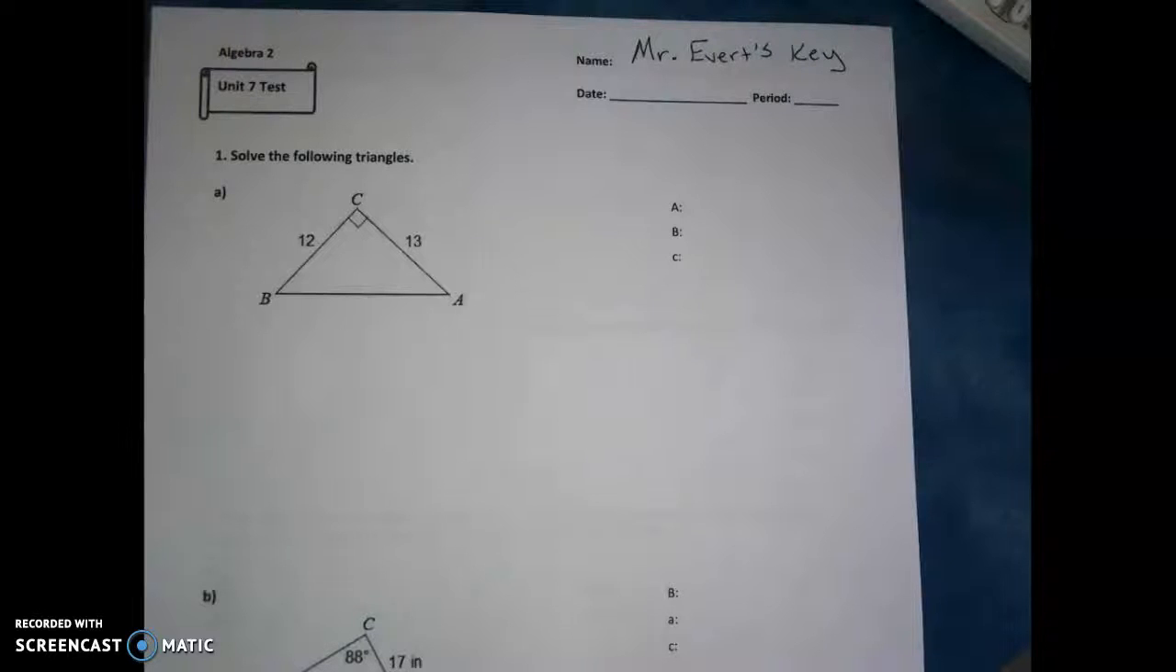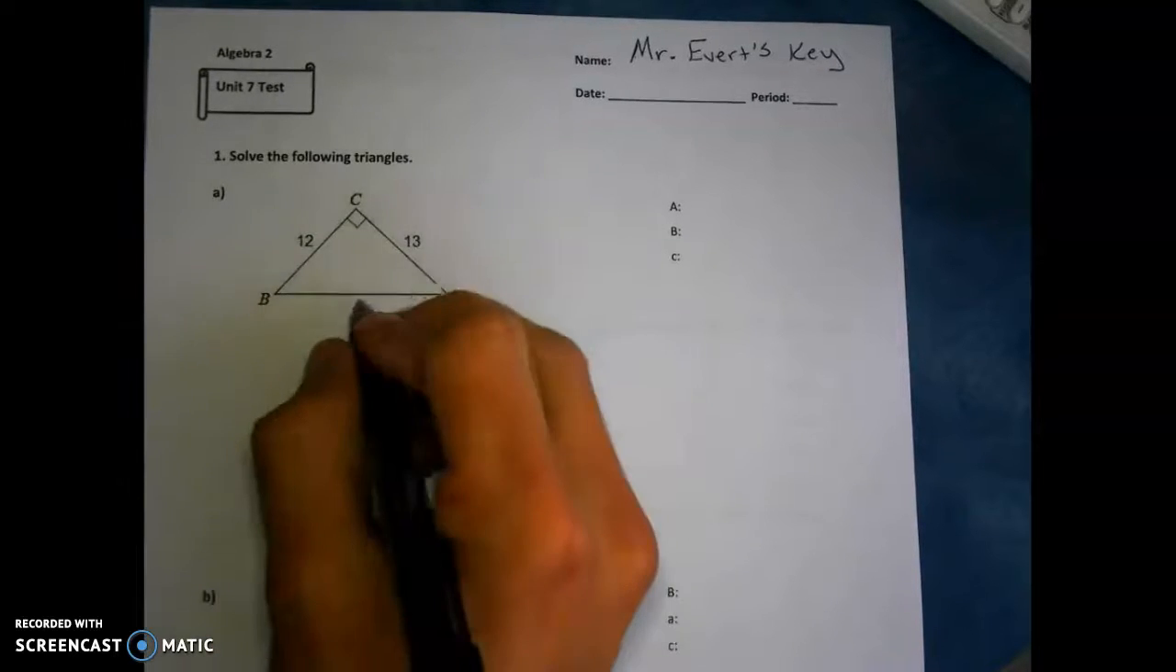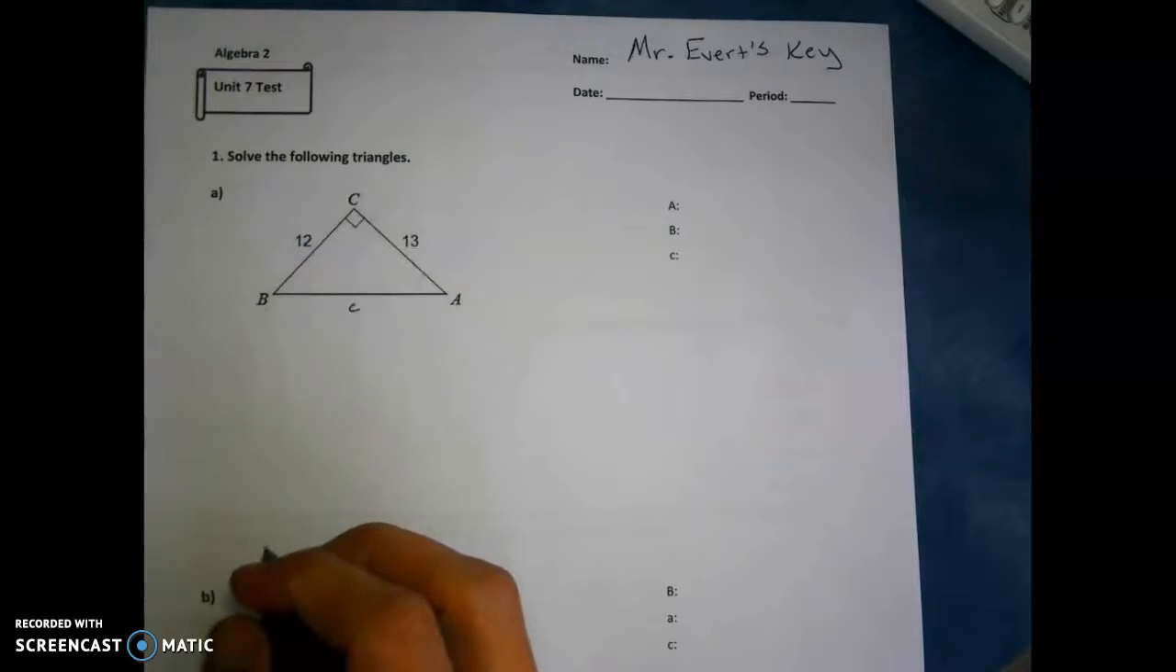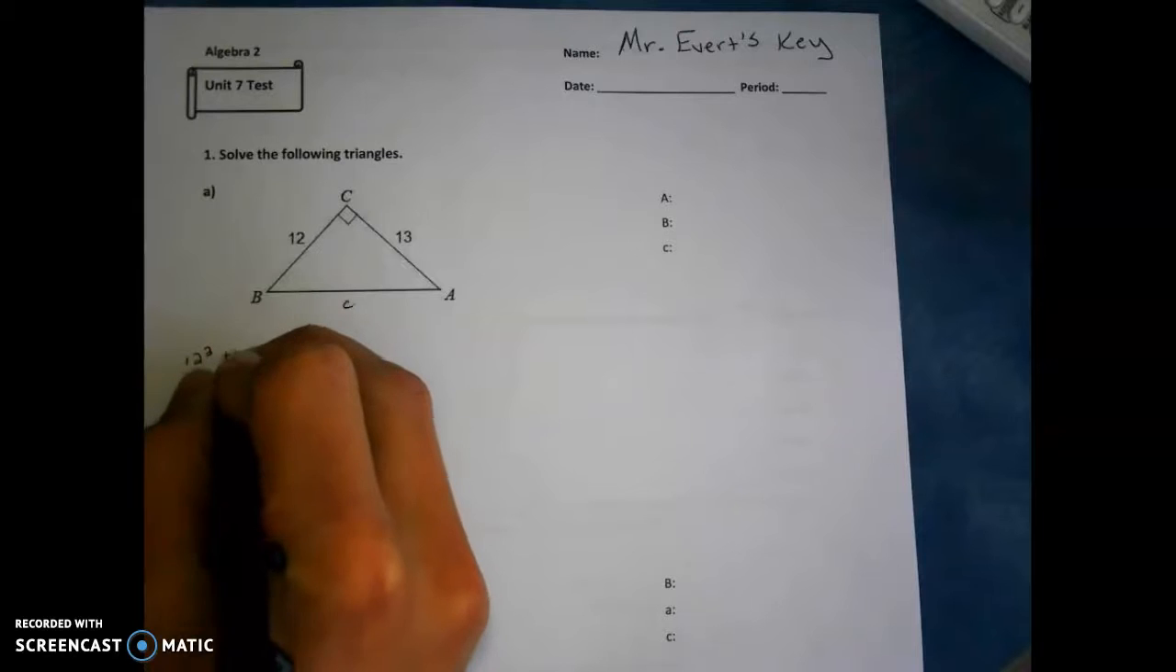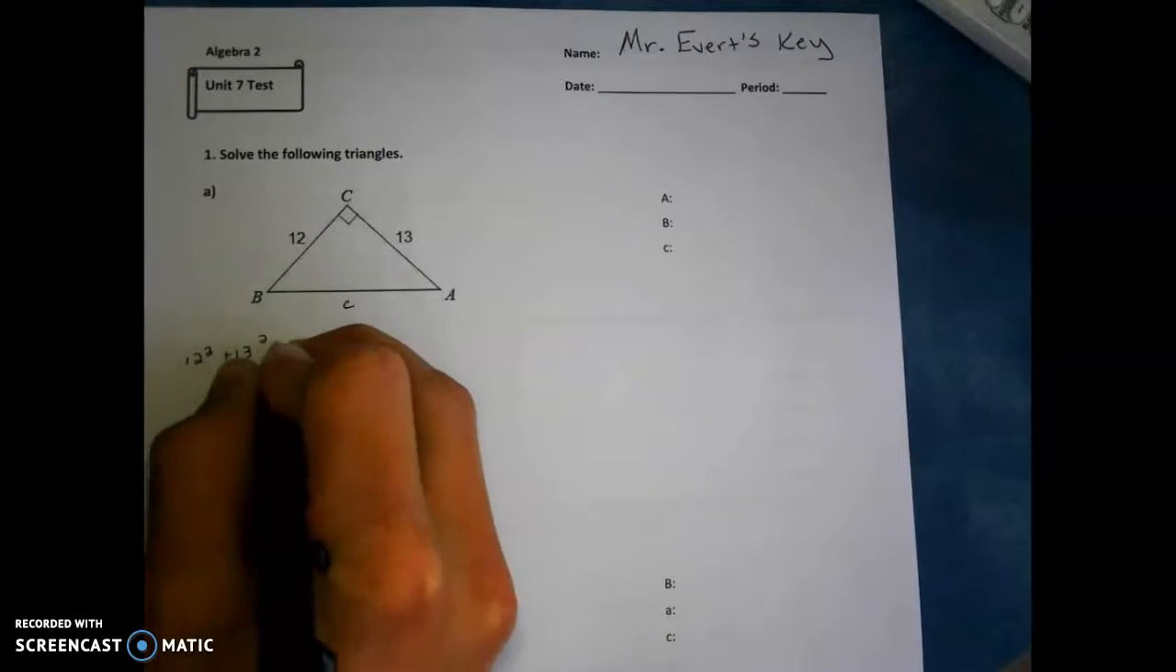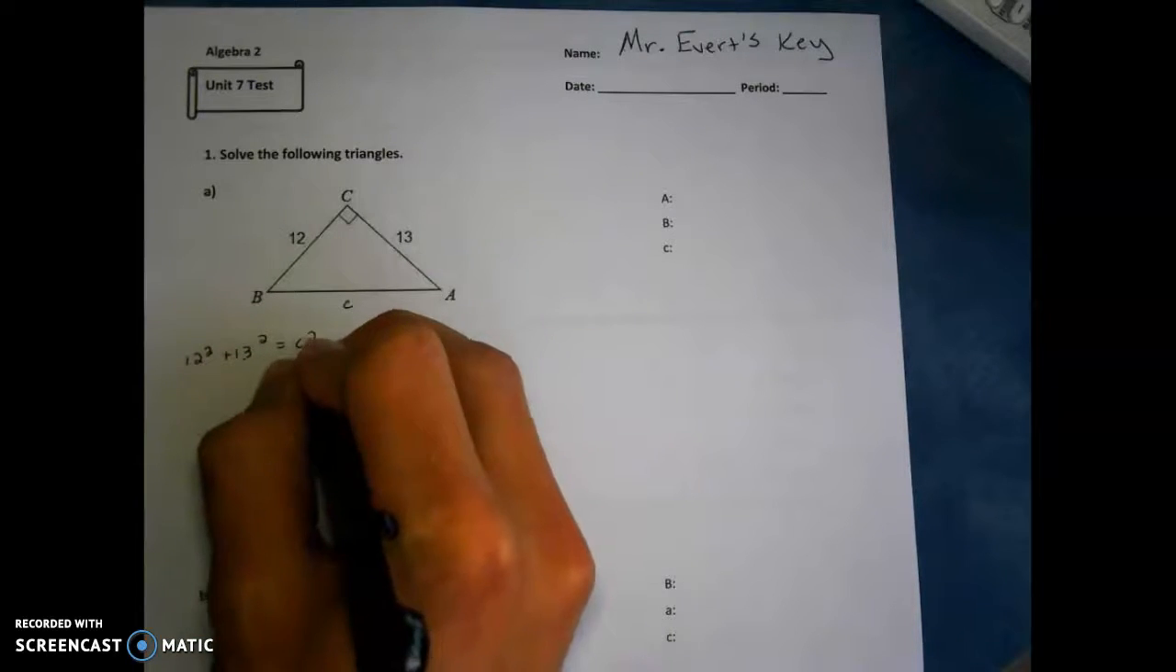Okay, this video is going to be going over the Unit 7 test. So for this first one, we want to solve these triangles. The first thing I'm going to solve for is this little c. I'm going to use Pythagorean Theorem. So I'm going to have 12 squared plus 13 squared is equal to c squared.